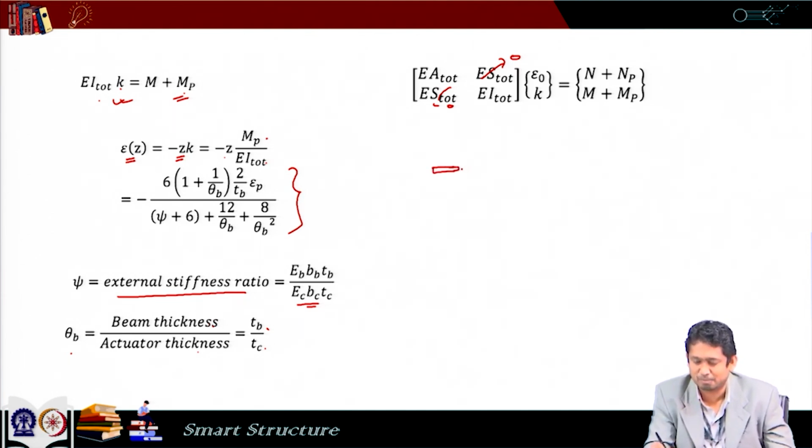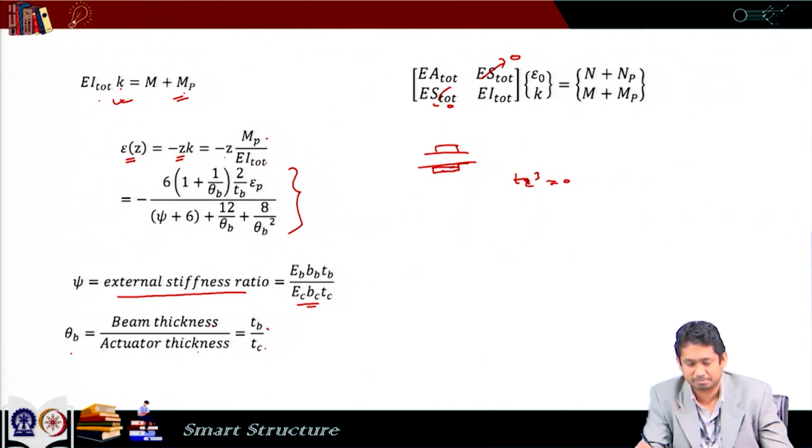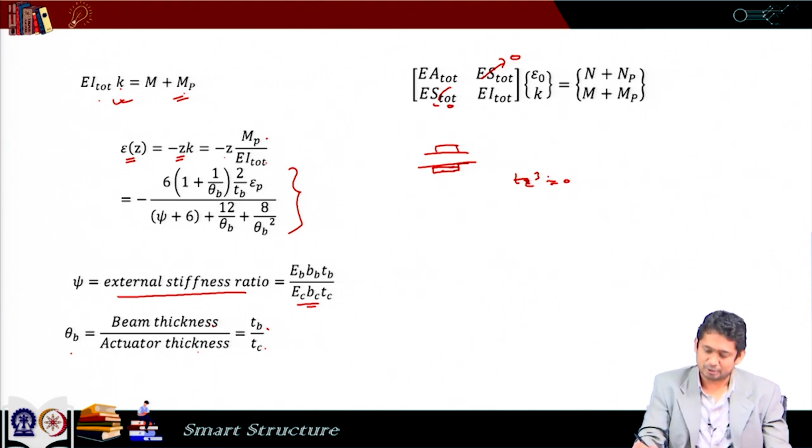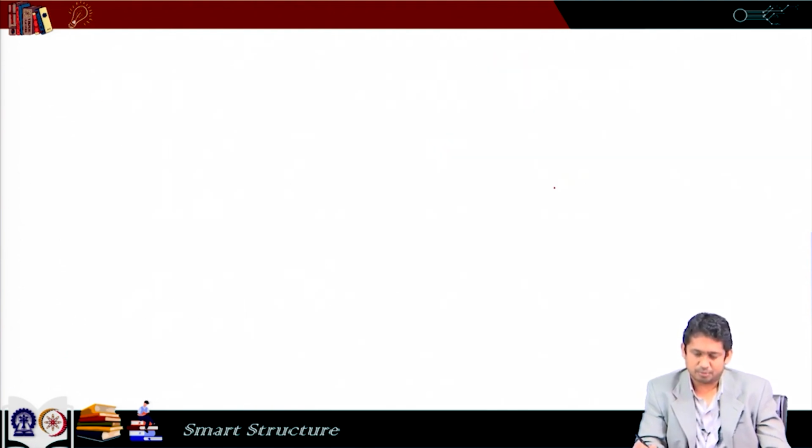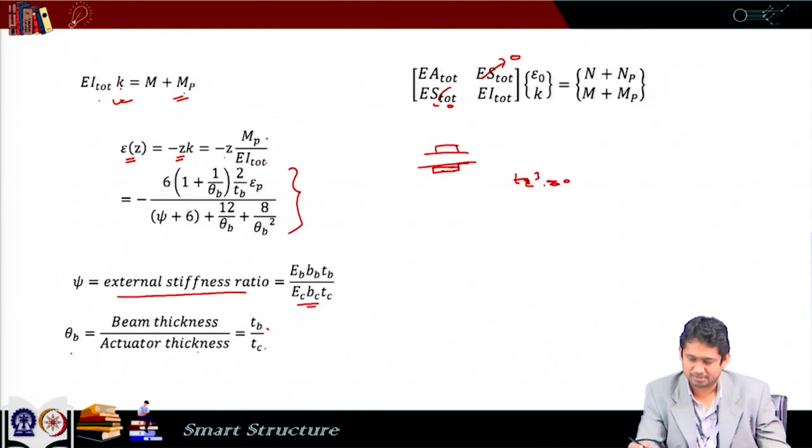Many a times, when the actuator thickness is quite small as compared to the beam thickness, in that case terms like TC cube appearing are 0. That kind of approximation is also made several times when TC is much smaller than TB. Now, we will study the deflection of the beam for this kind of problems.